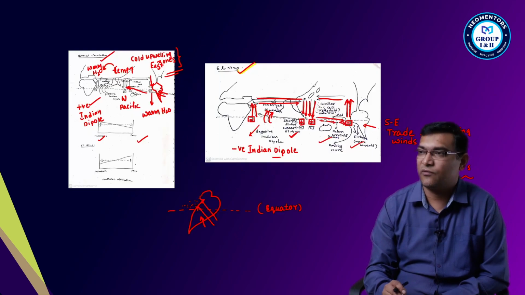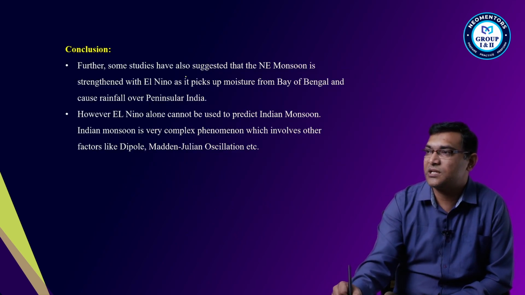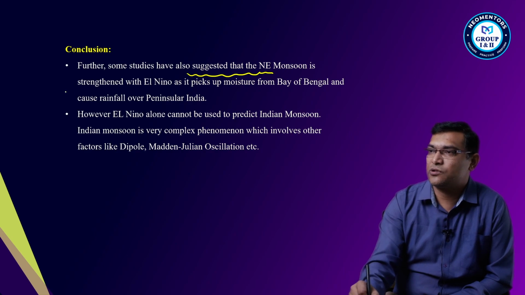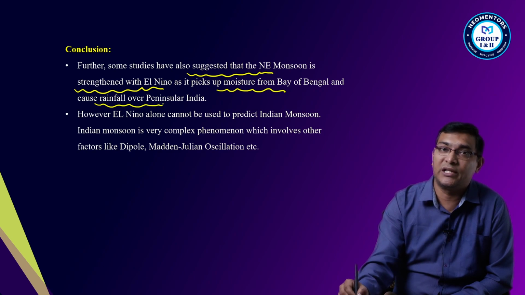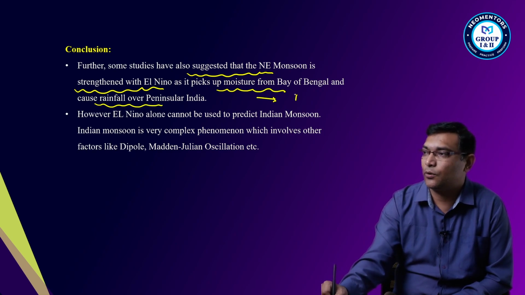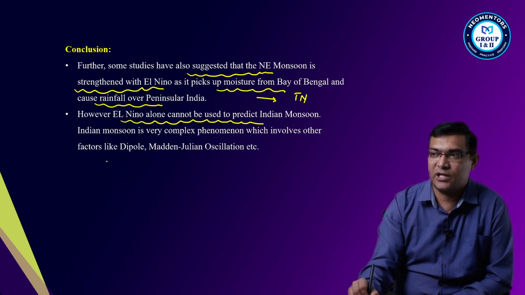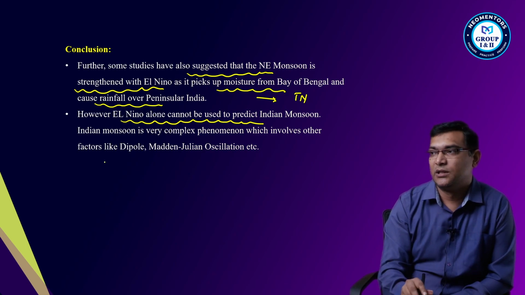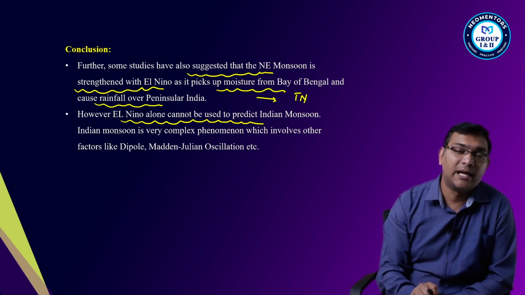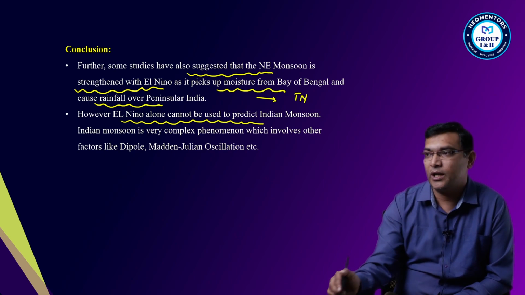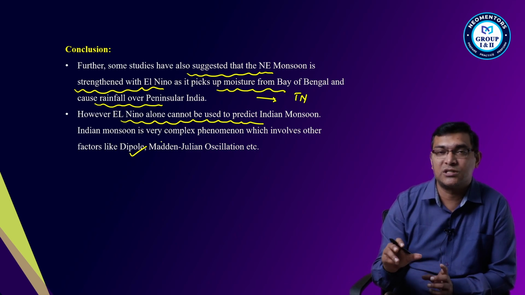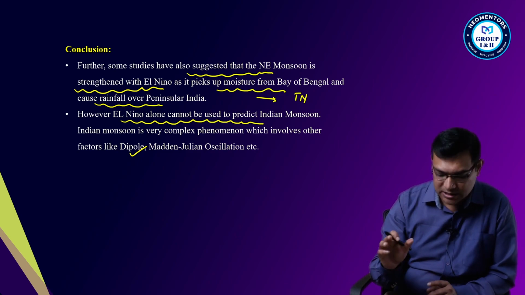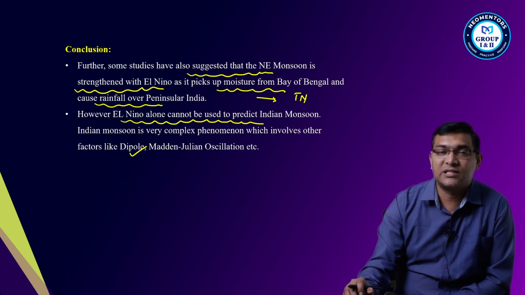So this is the phenomenon that is taking place. Further, some studies also suggest that northeast monsoons strengthened with the El Nino pick up moisture from the Bay of Bengal and create heavy rainfall in the peninsula, particularly in the Tamil Nadu region. However, El Nino alone cannot be used to predict Indian monsoons. The Indian monsoon is a very complex phenomenon which involves many factors like the Madden-Julian Oscillation, the dipole, Pacific Ocean temperature changes, etc. So this is about your El Nino.